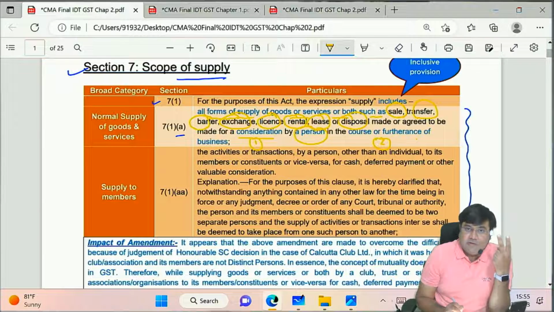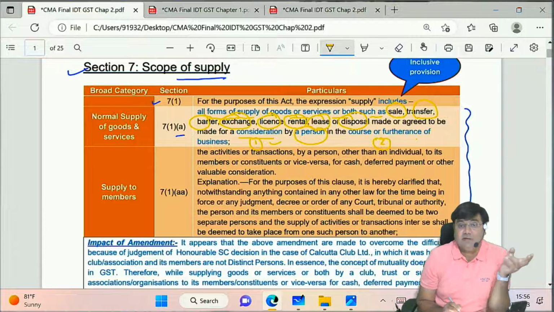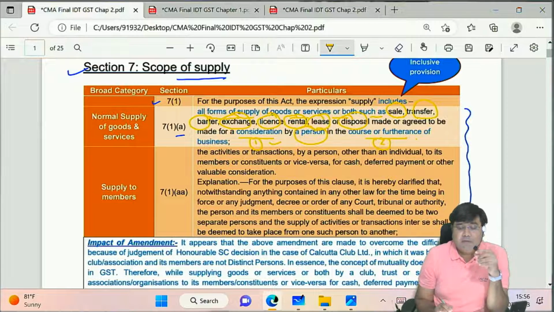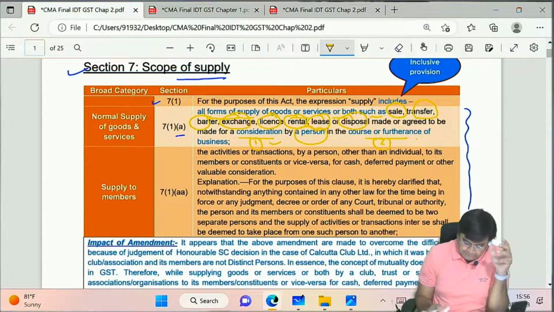So now two conditions we are going to see. Consideration is there, because Charan is going to pay an amount to Amit Jain. Whether it is the business of Amit Jain: of course it is the business of Amit Jain, in the course of furtherance of business. So whether this is going to be a supply, the answer is yes.